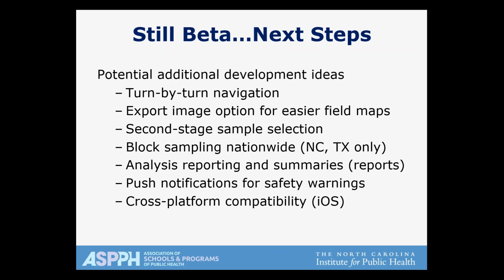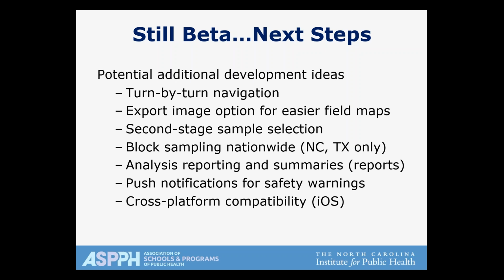The tool does select clusters, but it does not select the households yet. That's another thing that we could explore adding on. The main reason it does not select households is that the national address databases are not very reliable and costly. Block sampling also is only available currently in North Carolina and Texas, so that's a feature we would definitely want to explore offering nationwide. Block group sampling is available nationwide.